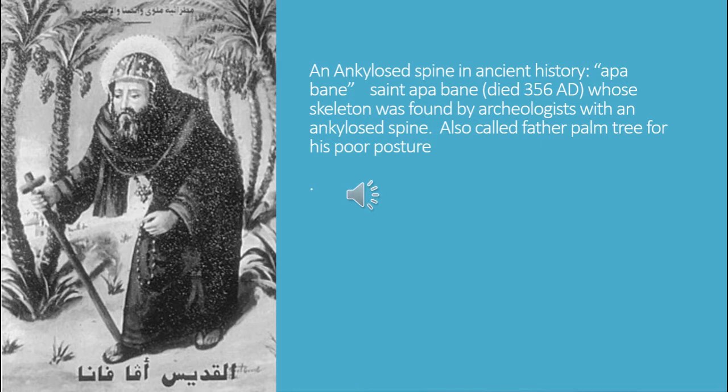One of the earliest documented cases of AS in the literature is this gentleman here who died in the year 356 AD, whose skeleton was found recently, and he had the bony changes of ankylosing spondylitis. And you can see in this graphic here that he has a stooped posture and he's actually using a cross to keep him upright.